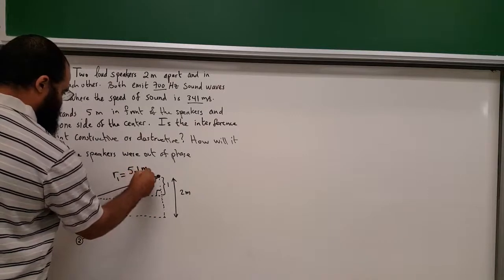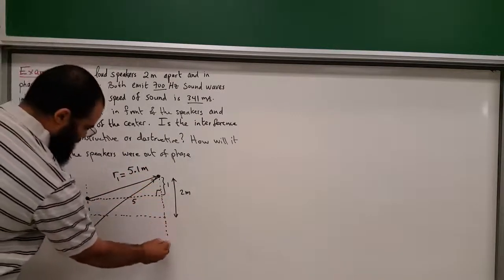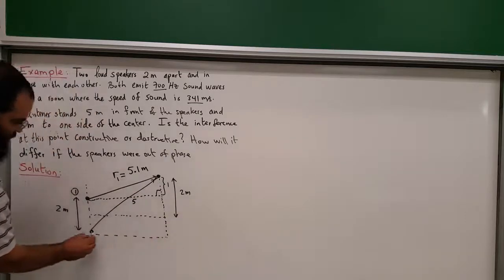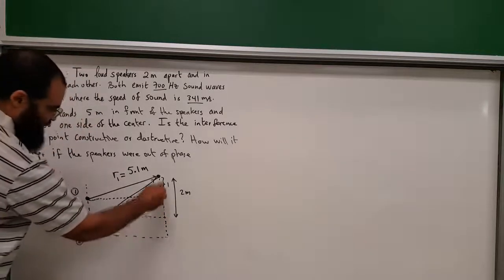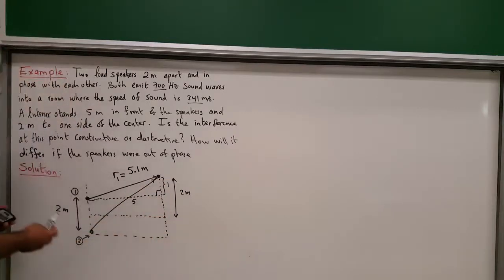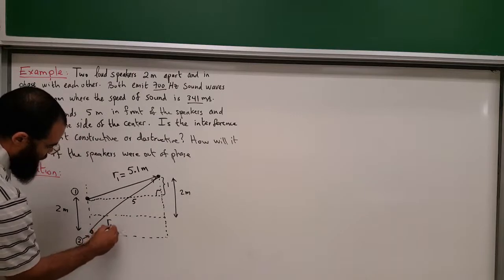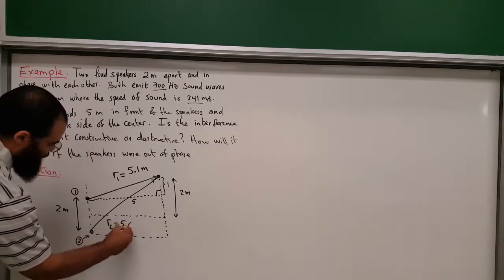5.1 meters. Let's see how far this speaker's sound travels, this R2. So this is 5 and this is 2 plus 1, so that's 3. So 5 squared, which is 25, plus 3 squared, which is 9. You take the square root of that, and that gives me 5.83. So R2 will be 5.83.